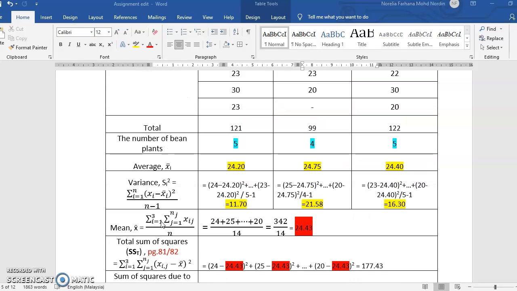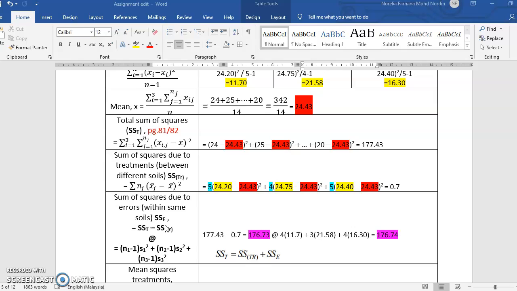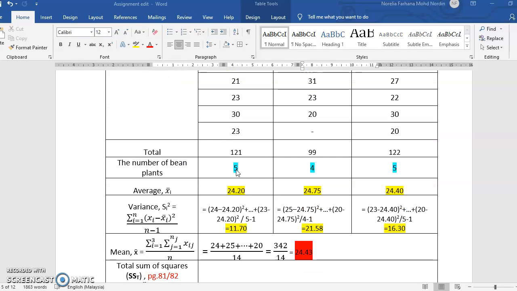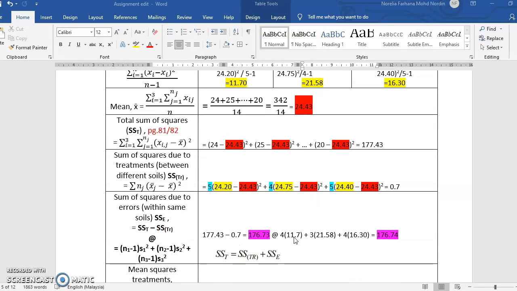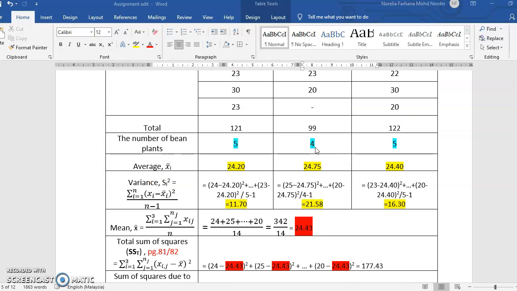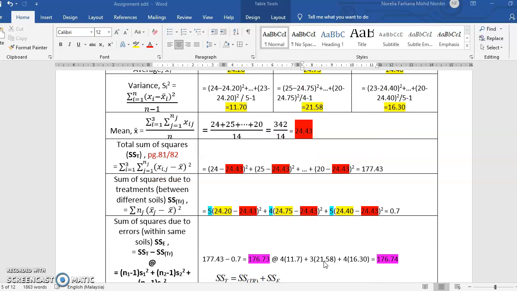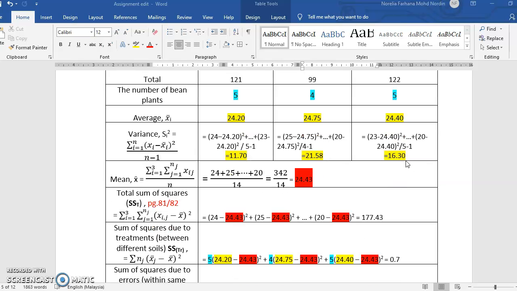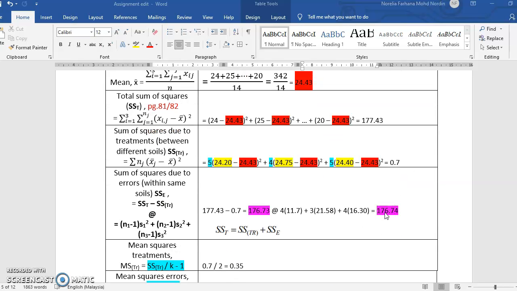Or we can try another formula. The other formula uses the variance. Number of samples from group 1 minus 1 times the variance: 5 minus 1 times 11.70, plus 4 minus 1 times 21.58, plus 5 minus 1 times 16.30. So the answer is 176.74. The answer is approximately the same.